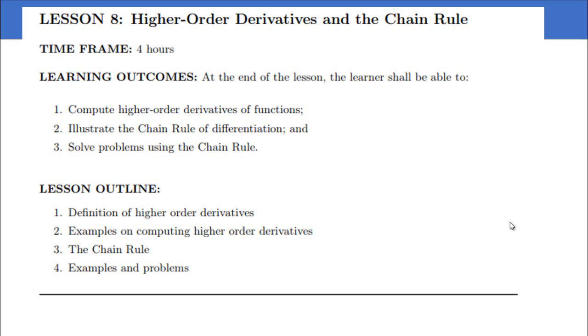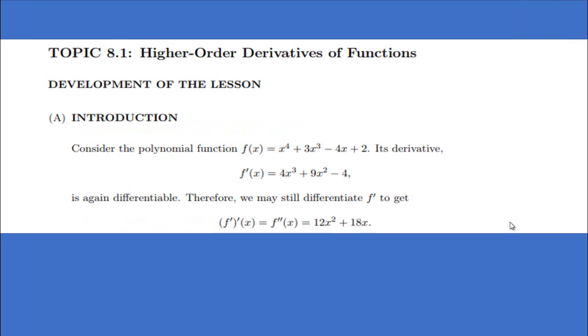So I am here to present to you the higher order derivatives and the chain rule. The chain rule is similar to the product rule, but there are some additional things. And when you say higher order, it means there is a higher derivative. If we have the first derivative, it means we have a second derivative, third derivative, and so on.